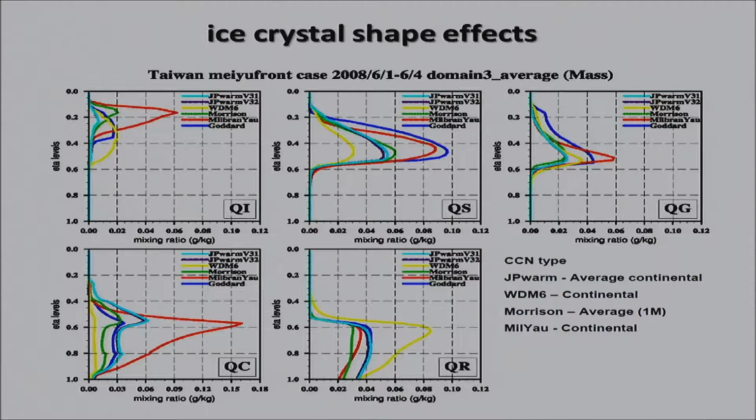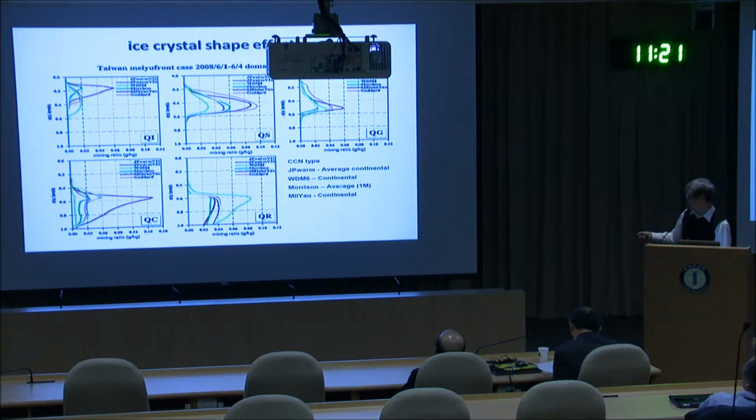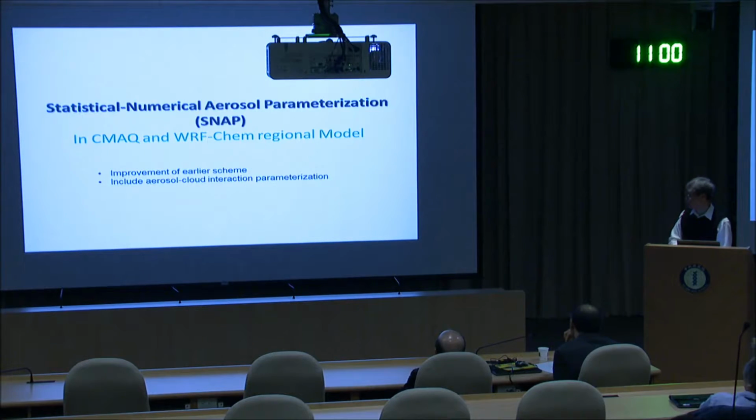And this diagram shows the vertical profiles of the hydrometeors: the cloud ice, snow, graupel, cloud drop, and rain. Here are several different schemes, the Morrison, WDM6, and our scheme. Our scheme, for the shape, we built on the Morrison scheme. You can see different schemes give you very different results, but also if you include shape, it gives you very different results. So the shape effect on the cloud microphysics is very significant. And we calculate that the radiation budget change is also very significant, but I won't show you the details.